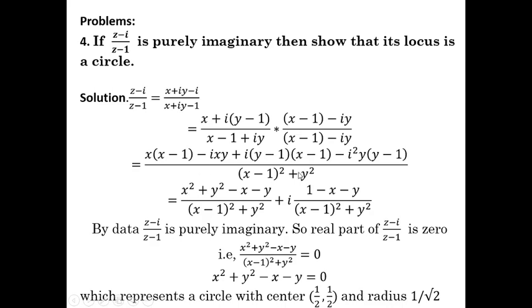After simplification we get real part x square plus y square minus x minus y divided by the denominator x minus 1 whole square plus y square, plus i into 1 minus x minus y, whole divided by x minus 1 whole square plus y square. By the data, z minus i divided by z minus 1 is purely imaginary.